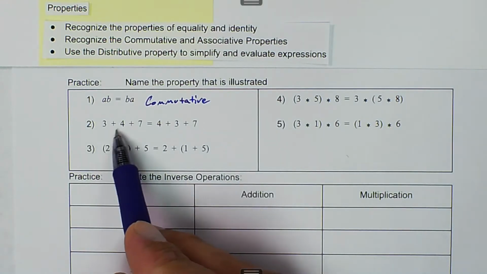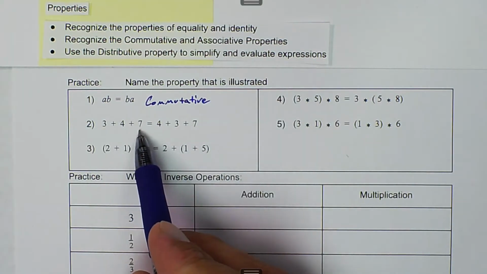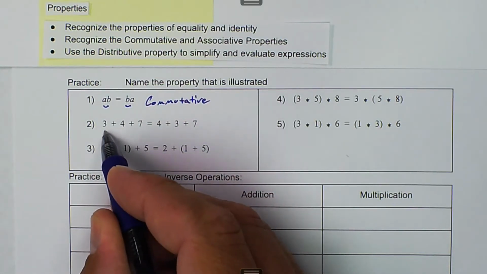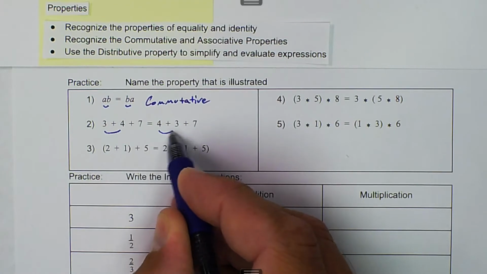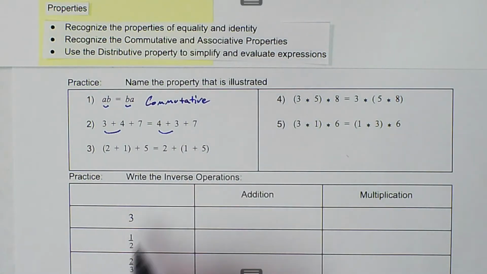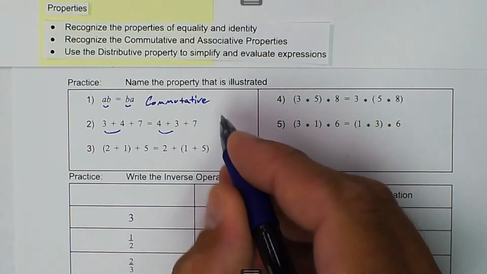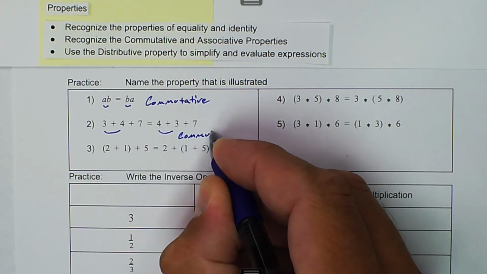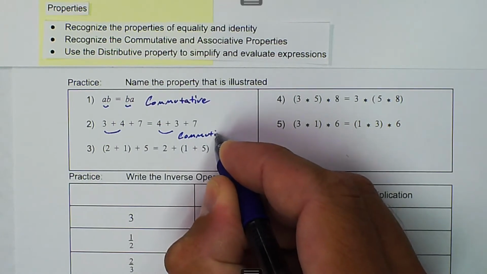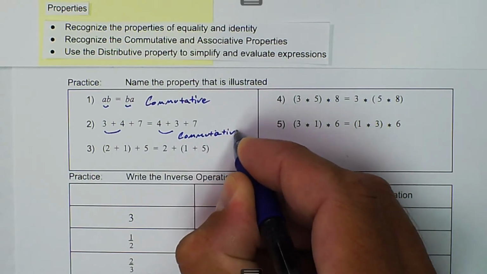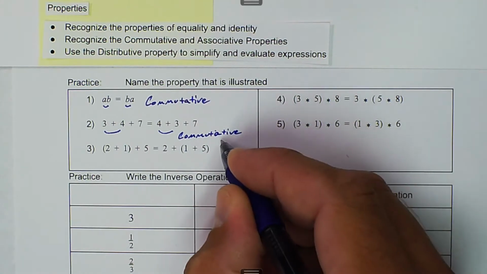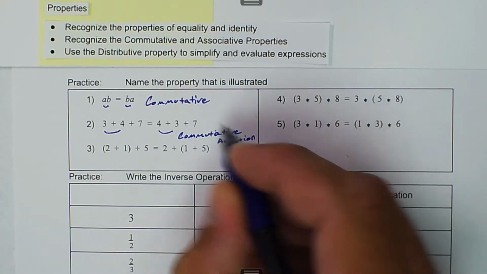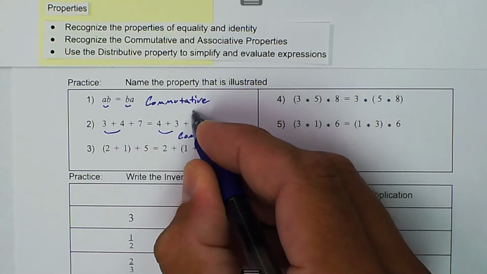We look here, we got 3 plus 4 plus 7. And where we switched A and B here, now for this one we're switching the 3 and the 4. So this is also the commutative property. So this is the commutative property of addition. And this one was the commutative property of multiplication.